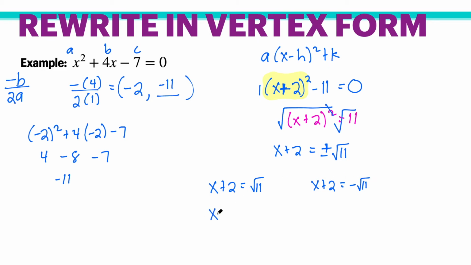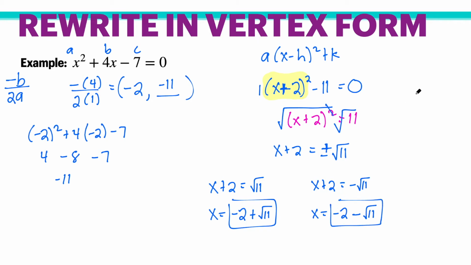So when you subtract 2, you'll get negative 2 plus the square root of 11, or in this case, you'll get negative 2 minus the square root of 11. Or, to combine it, your answer would be negative 2 plus or minus the square root of 11. The plus or minus needs to stay with the square root. All you did was just subtract 2 on both sides.